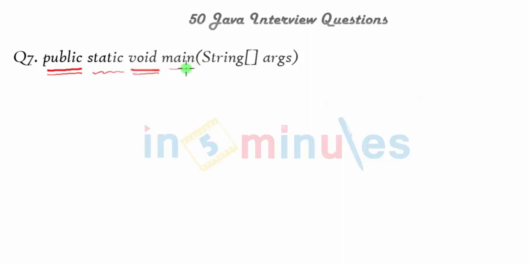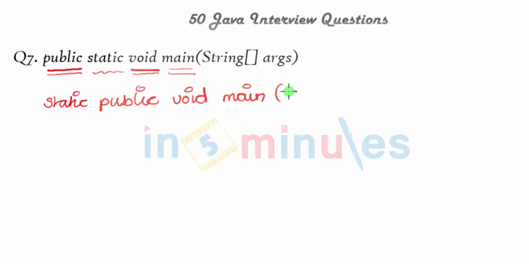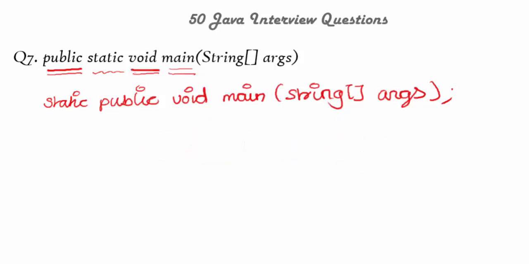Void means no return type, main is the name, and String args is what we are going to pass if required. In this case, only the first two terms, that is static and public, can be interchanged if you want. Rest remains the same. So, to sum up, in the Java programming language, every application must contain a main method whose signature is public static void main String args. The modifiers public and static can be written in either order, that is public static or static public, but the convention is to use public static as shown over here.